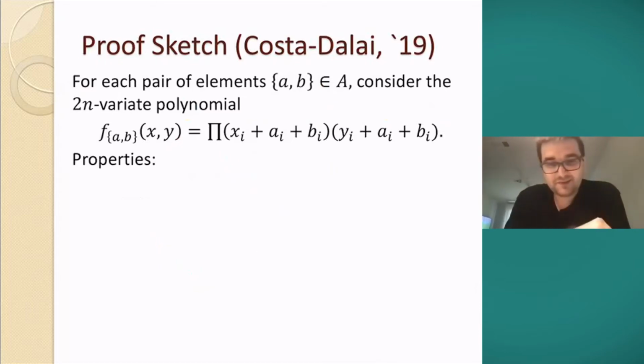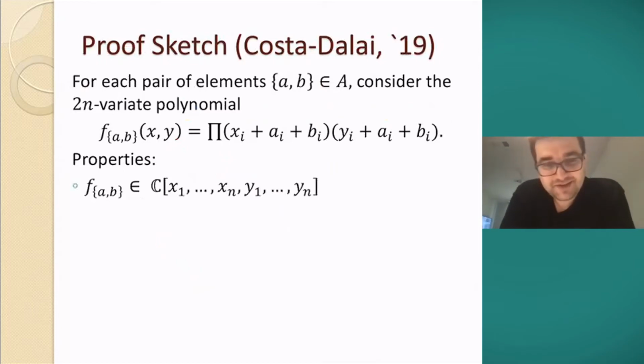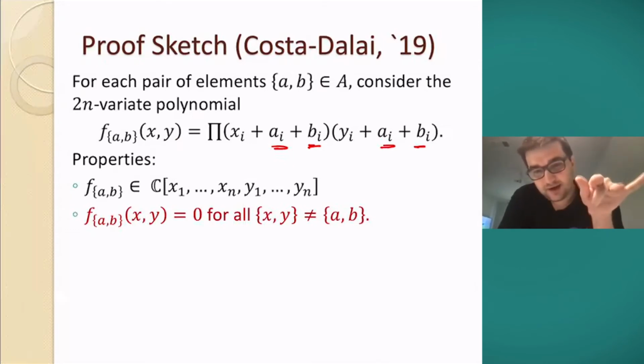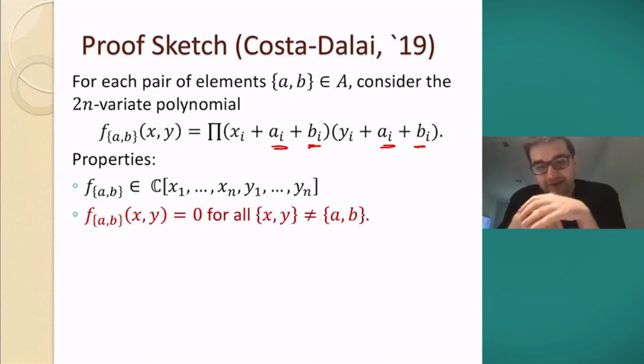For every pair of distinct elements in A, you consider the 2n-variable polynomial, which is this. You can check from how it's defined that it satisfies a bunch of good things. First, the coefficients are complex numbers. This is just to remind you that I switched the alphabet, and now these elements of A are cube roots of unity. Perhaps more importantly, if you plug in some pair X, Y that's different from the pair A, B, among these four there must be three that are distinct. And so there must be some coordinate where the sum equals 0, in which case the polynomial vanishes.